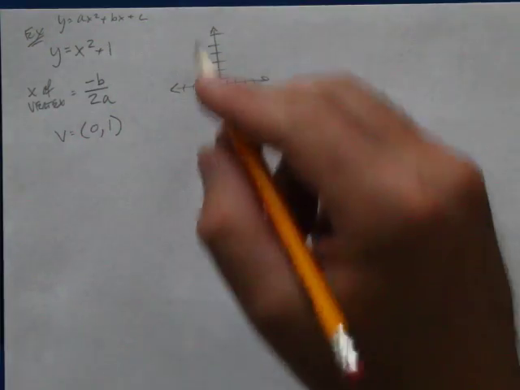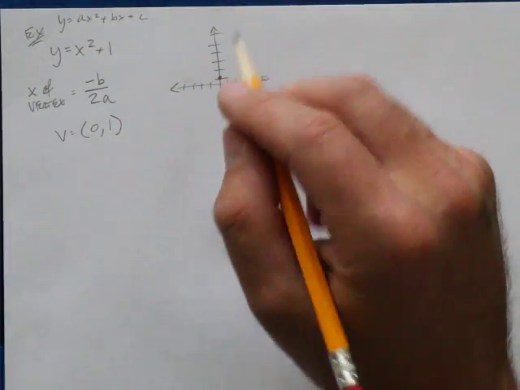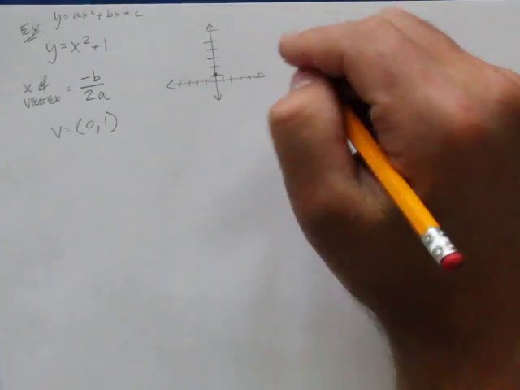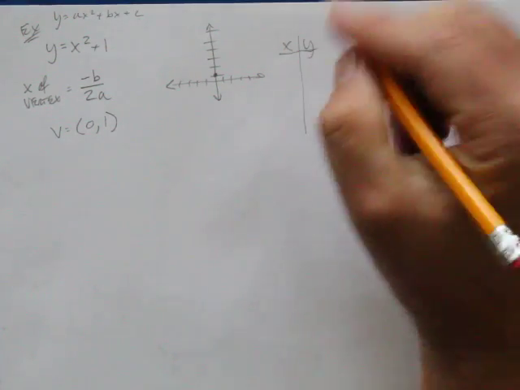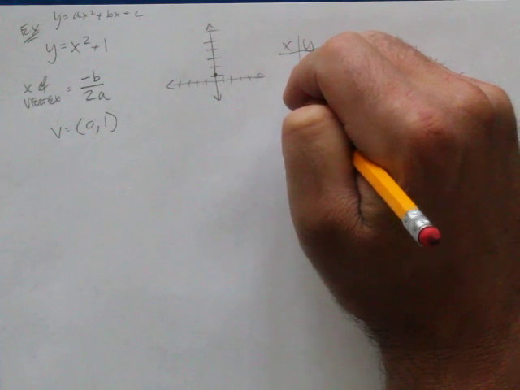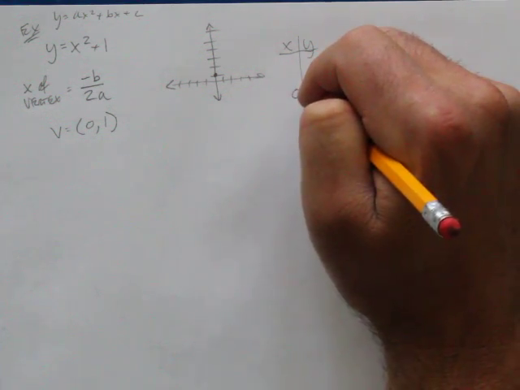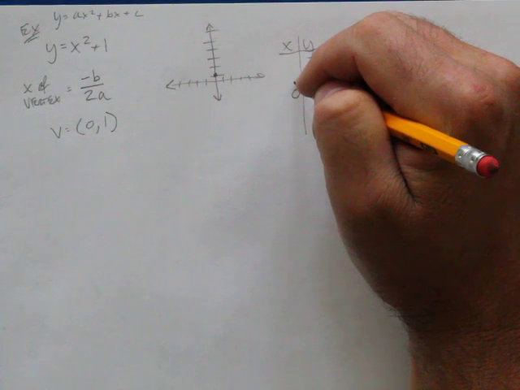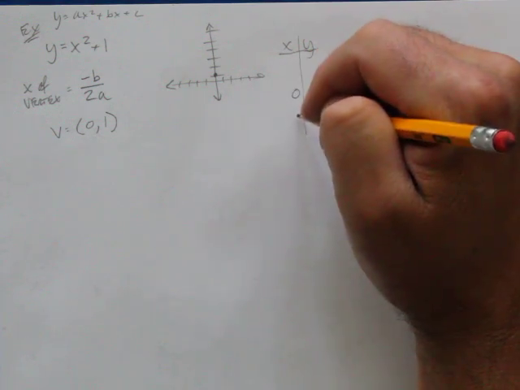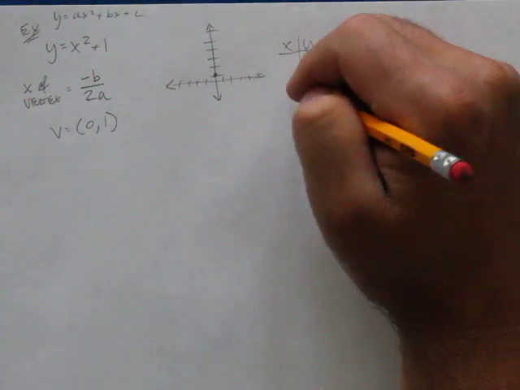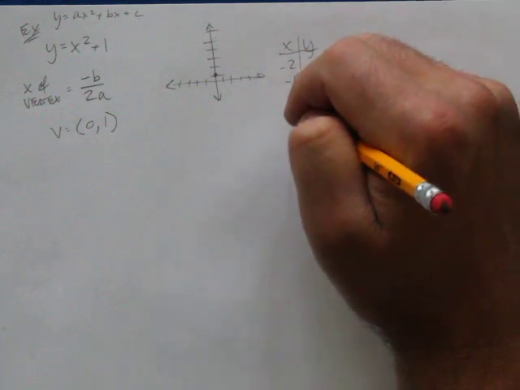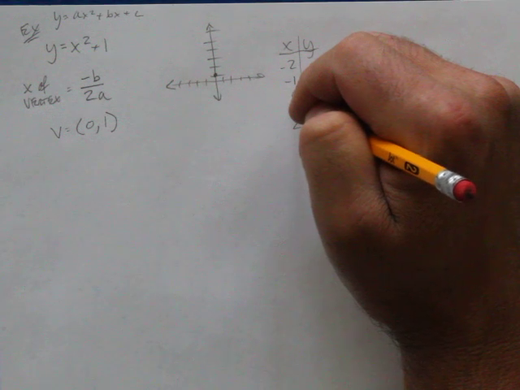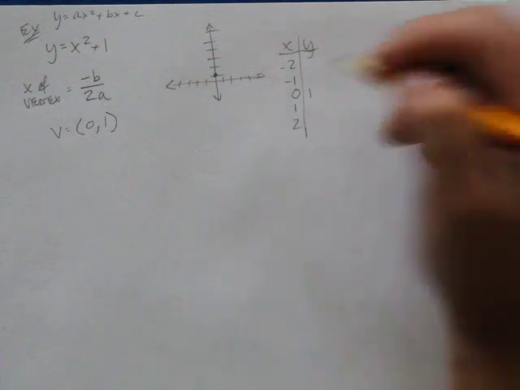And so my vertex is right there in the middle. What I'm going to do now is a t-table. My vertex is 0, and when I plug 0 in, I got 1. Now I'm going to pick 2 points on either side of this that I like. So I'm going to try negative 1 and negative 2, and positive 1 and positive 2.